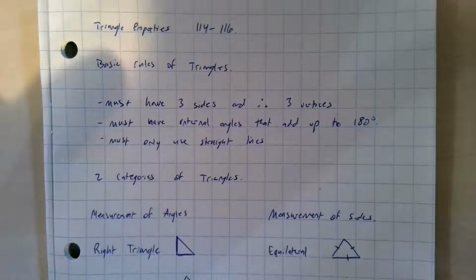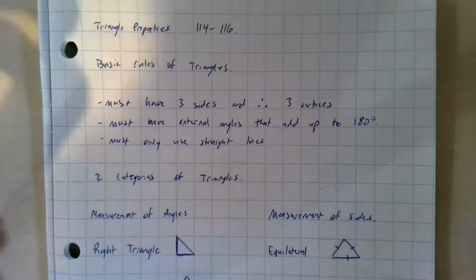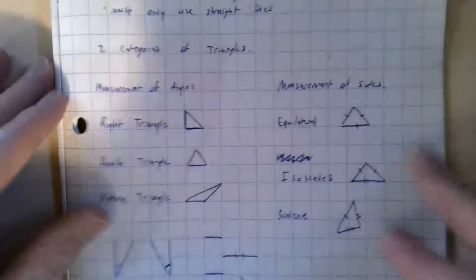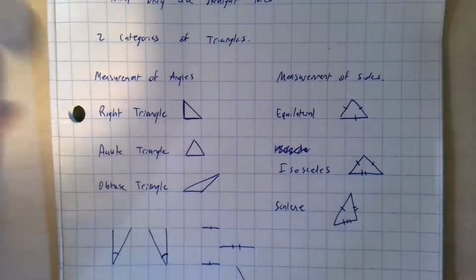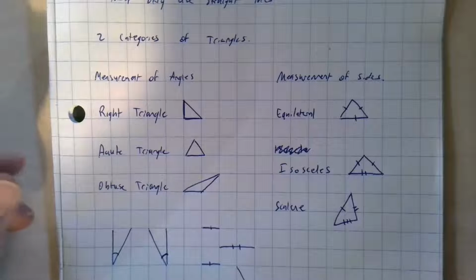You know these rules from living your life, but it's good for us to review because we're going to talk about different ways that we categorize triangles. So the way we categorize triangles can be separated into two different ways. Either we can look at measurement of angles or we can look at measurement of sides, and they're going to cause us to have different names.